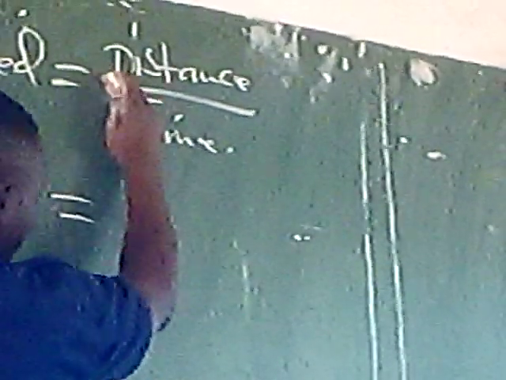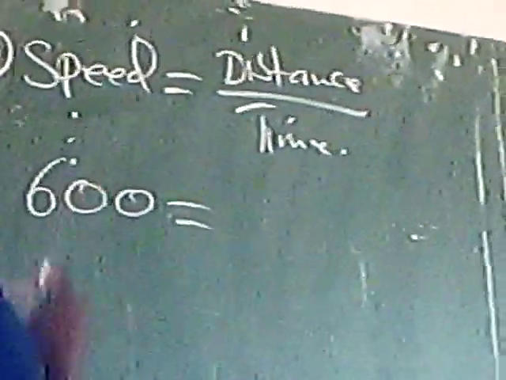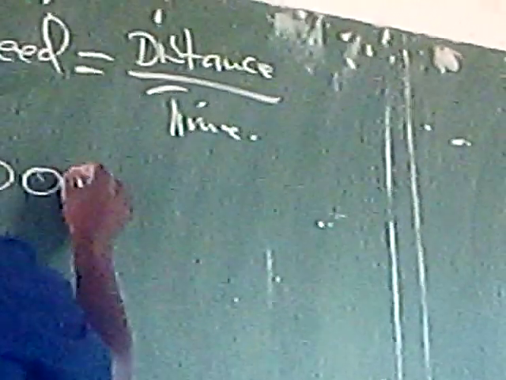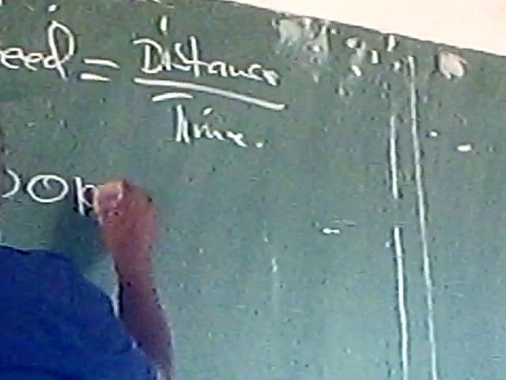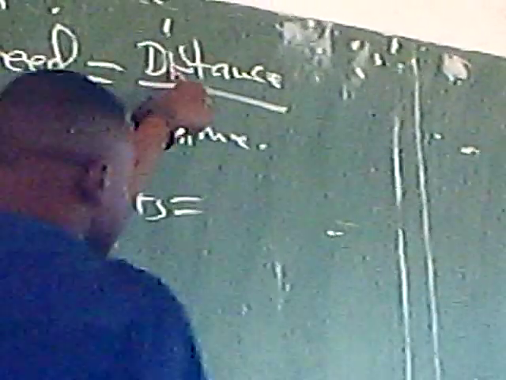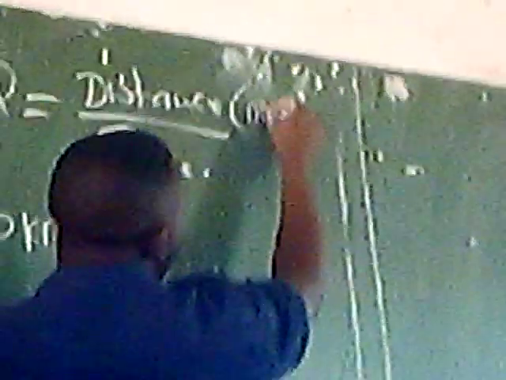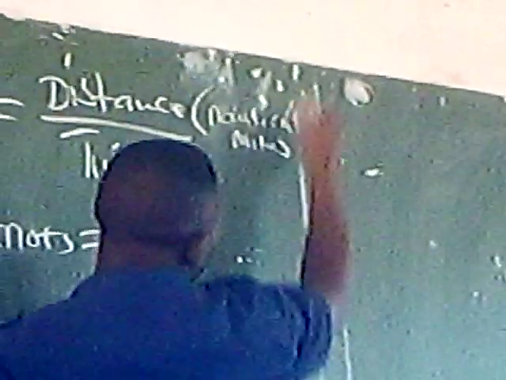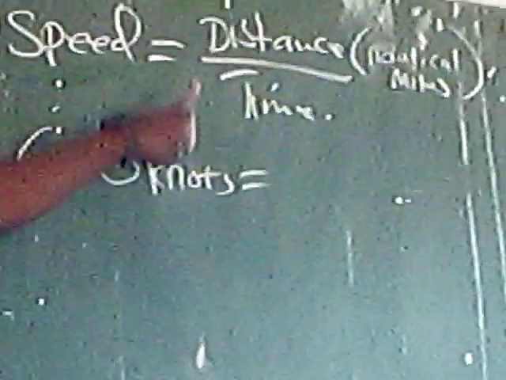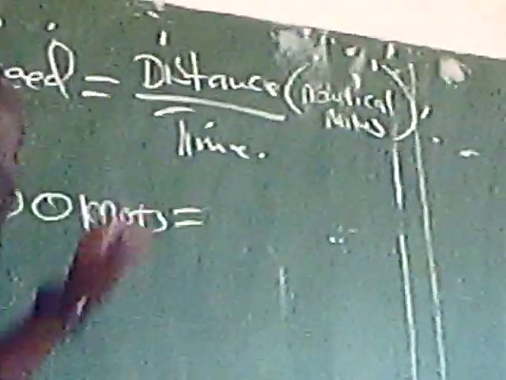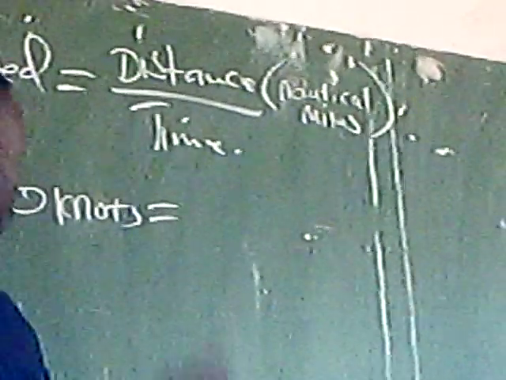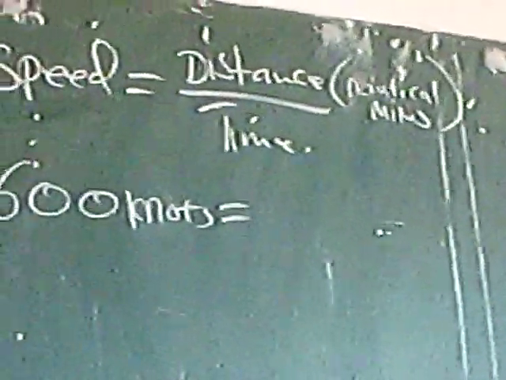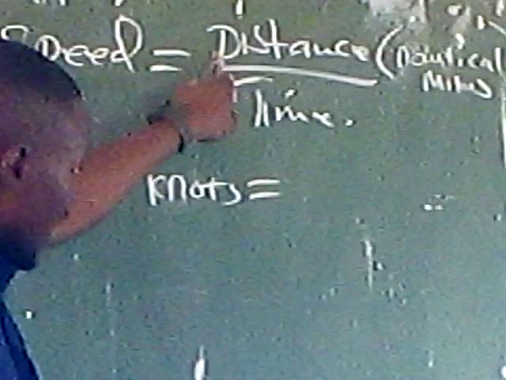How do you calculate the distance? If the speed is in knots, take note, the distance has to be in nautical miles. If the speed is in knots, then the distance must be in nautical miles. So first and foremost, we need to calculate the distance between point B and point C, and it has to be in nautical miles.